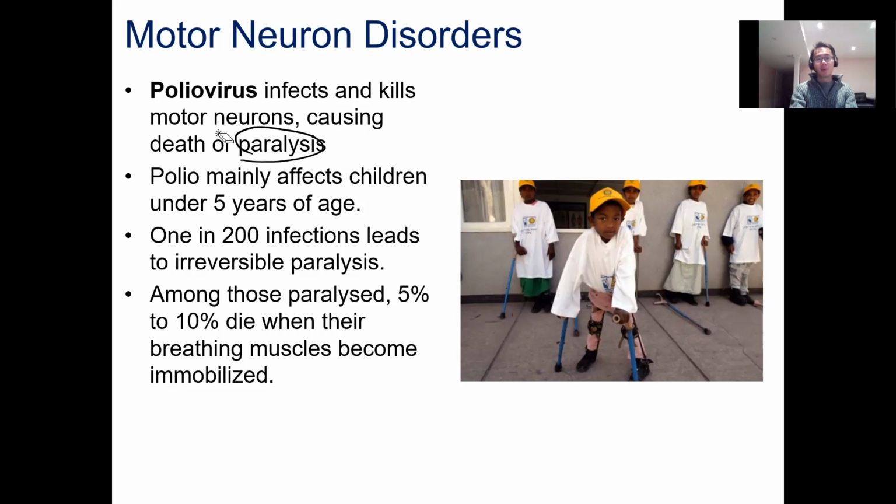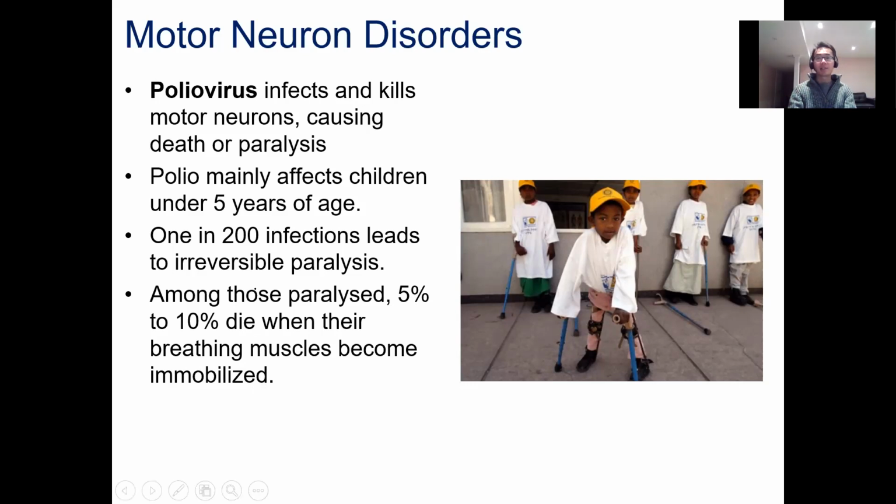Okay. Some of the motor neurons are going to control things like your breathing and stuff like that. So if those are damaged, then you could die. Polio mainly affects children under the age of 5, and 1 in 200 infections leads to irreversible paralysis. And amongst those who are paralyzed, 5 to 10% will die because their breathing muscle becomes immobilized.